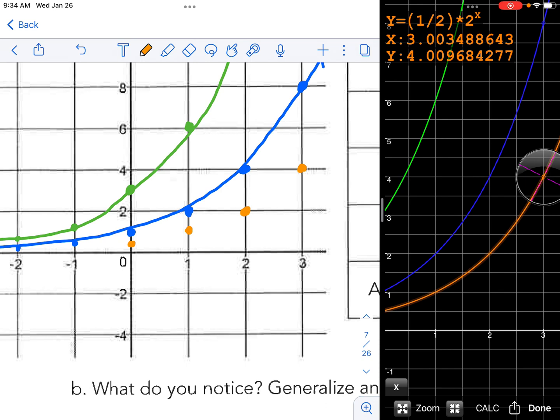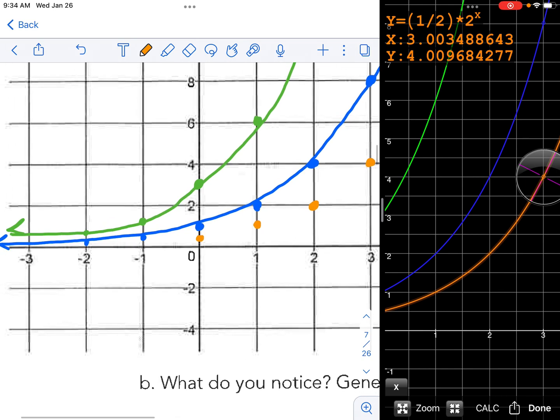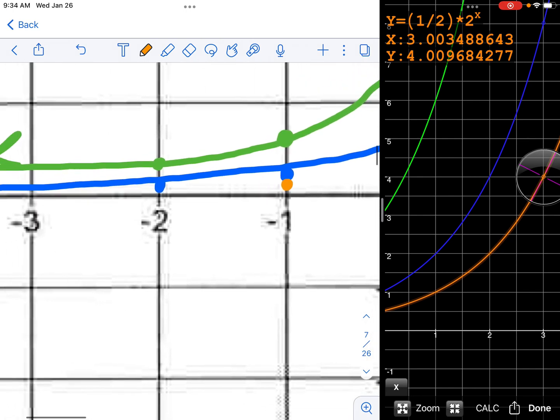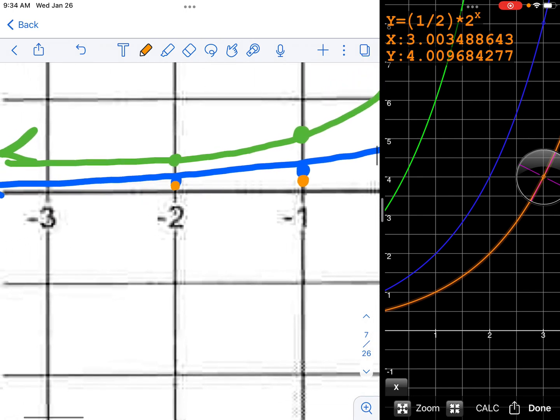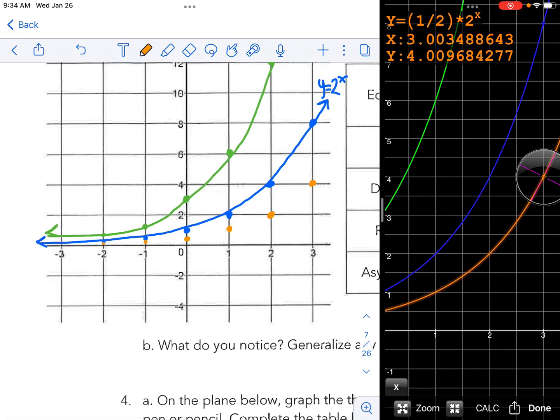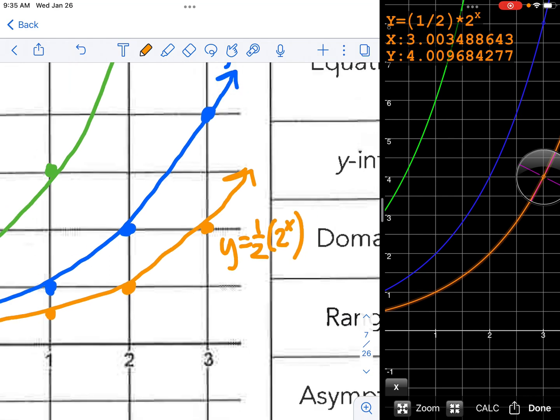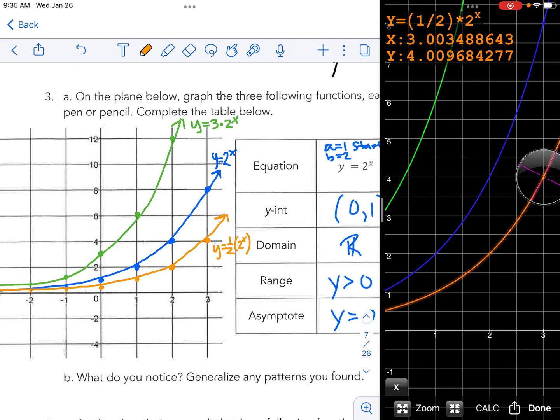And then this just gets super tiny, super fast. At -1, we're down here at a quarter already. It's half of a half, right? And so this is just getting tighter and tighter with the axis, as exponentials do. That's that asymptotic behavior. So it looks like this, if I can squeeze it in there. And so that is y equals 1/2 times 2 to the x power. I'll write it like that.